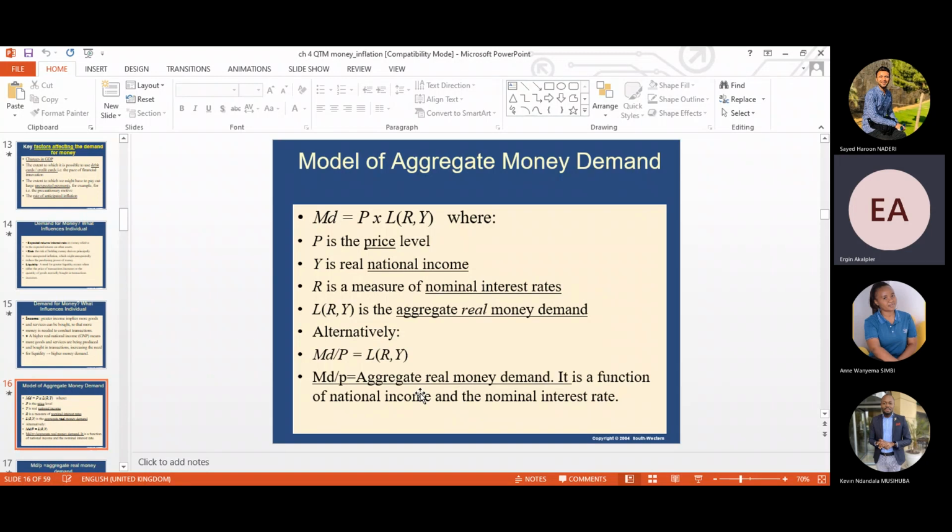The aggregate money demand is given here. The money demand is supposed to be P multiplied by L(R, Y). P is the price, Y is the national income, R is the nominal interest rate, and L is the aggregate real money demand. When we divide it by each part, we have MD divided by P equals L(R, Y). Therefore, money demand divided by price is the aggregate real money demand, which is the real value of the economy's money demand. It is a function of the national income and the nominal interest rate.